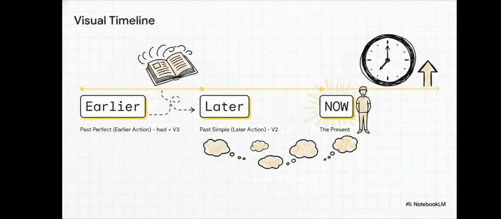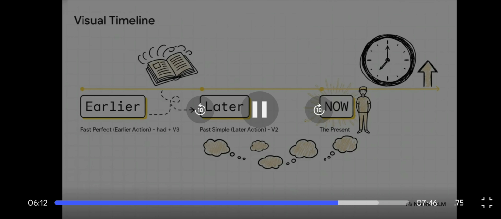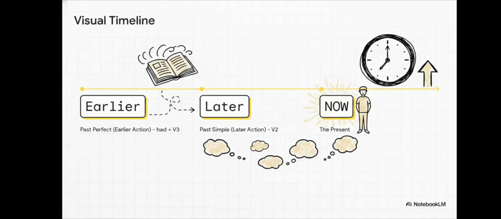Finally, the ultimate past timeline, ordering events. Let's visualize this grammar for a second. Imagine we're standing at now over on the far right. Looking backward, we see two separate events in history. The later action happened in the past, so we just use the standard past simple for that. But what about the earlier action, the thing that happened before that past simple action? Well, we map that using the past perfect. It perfectly plots out the entire sequence of events, so there's zero confusion.